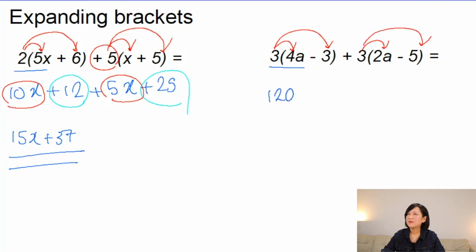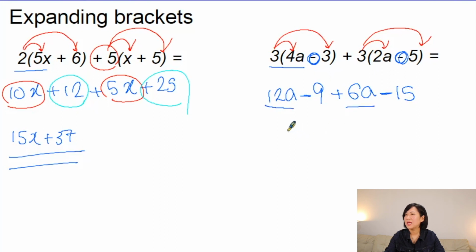Then again, you distribute 3 into the terms inside the bracket. Now 3 times 4a is 12a. Always make sure you've got the negative, right? Negative times positive is a negative, so 3 times minus 3 is minus 9. Then 3 times 2a is 6a. Then again minus 3 times minus 5 is minus 15. Then again we need to use our collect like terms. 12a plus 6a is 18a. Then minus 9 minus 15 is minus 24.